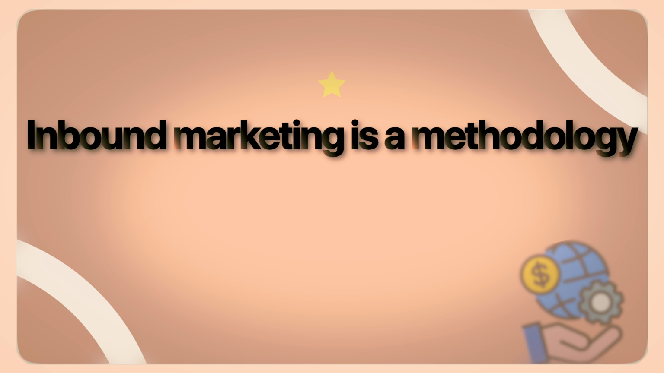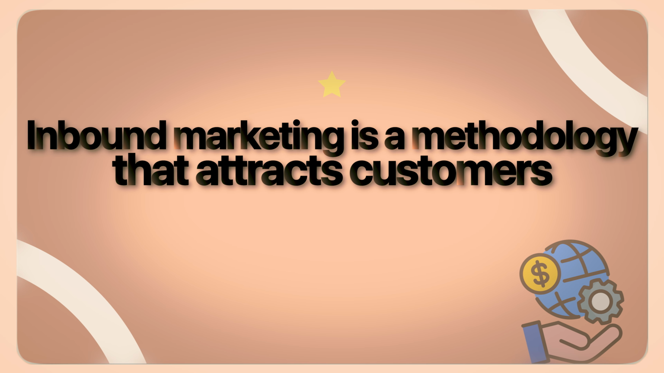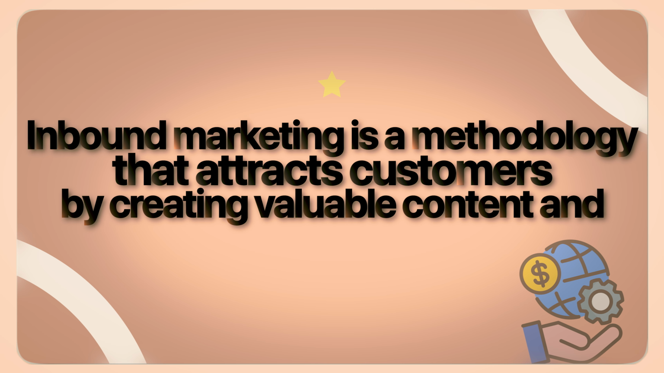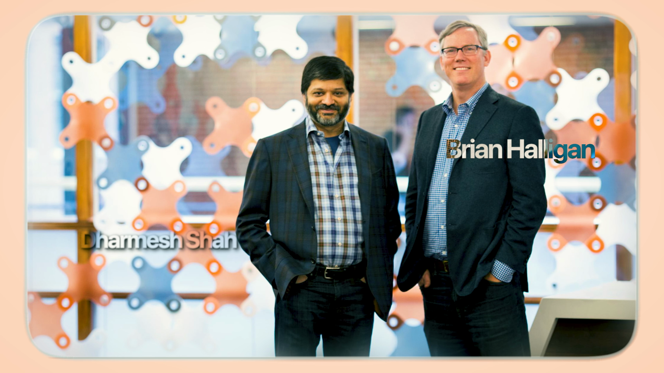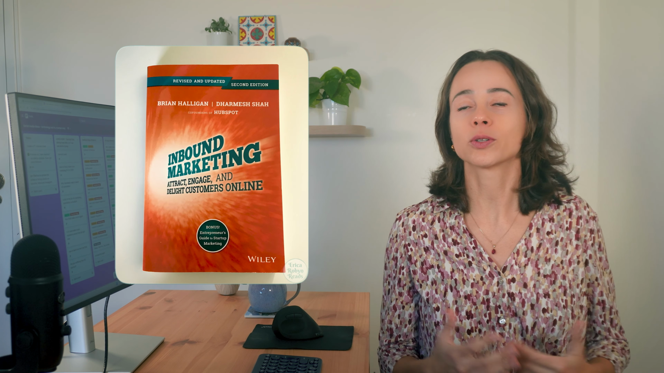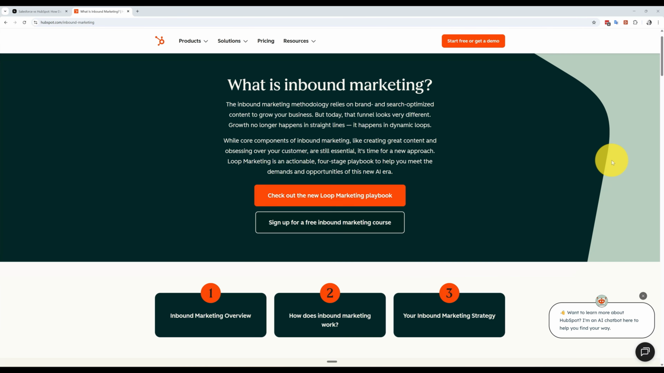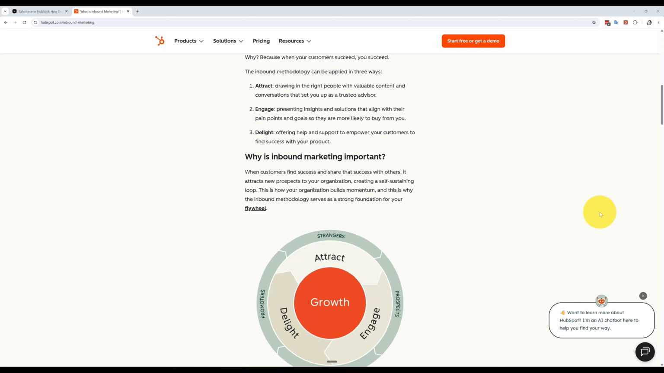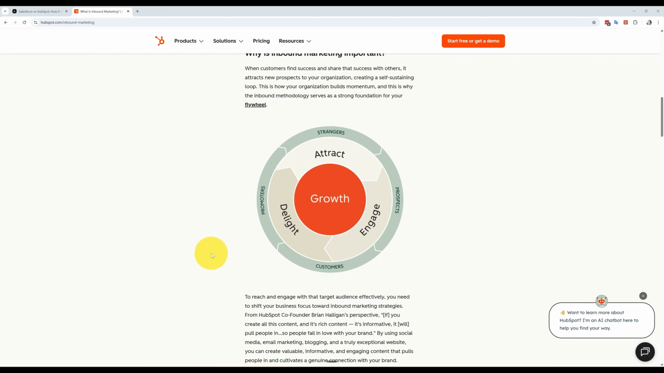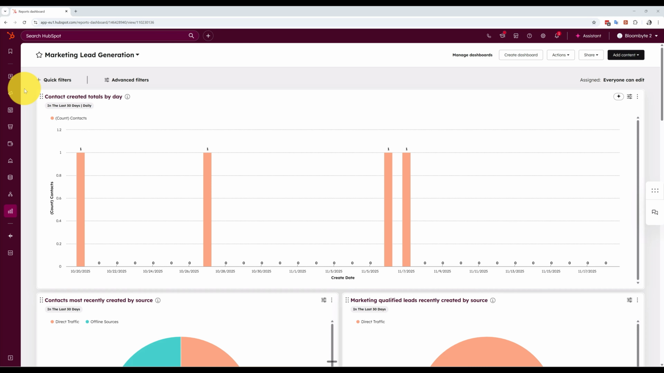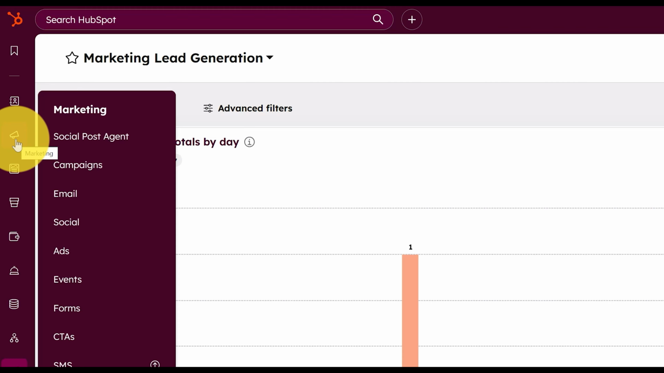Why is that? HubSpot was originally built around the concept of inbound marketing. Inbound marketing is a methodology that is all about attracting customers by creating valuable content and experiences tailored to them. HubSpot's co-founders, Brian Halligan and Dharmesh Shah, didn't just build a tool. They literally wrote a whole book about this approach. HubSpot's features were built to support exactly that. Create excellent content, attract the right people, nurture them, convert them, grow your brand, all inside one platform only. And because of that, marketing is still HubSpot's strongest suite.